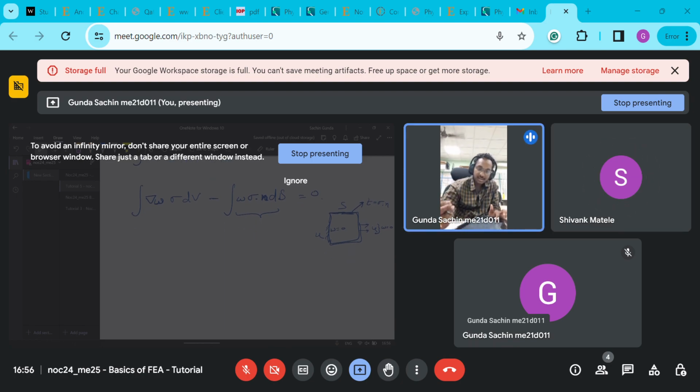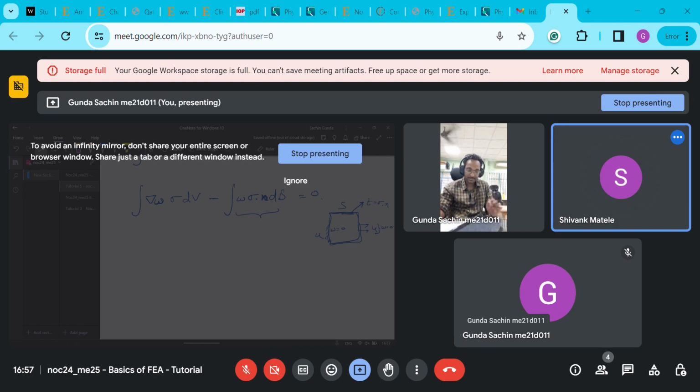Yes, they are the same. It's okay. When you say normal and when you say unit normal, basically you're talking about direction cosines.